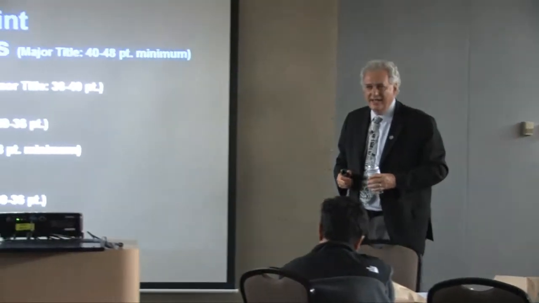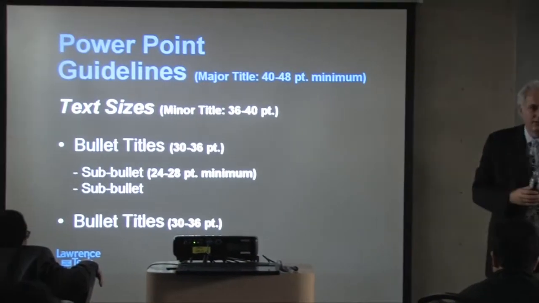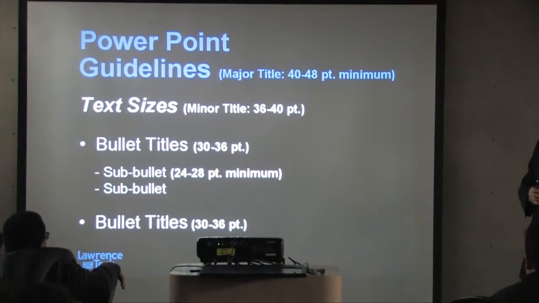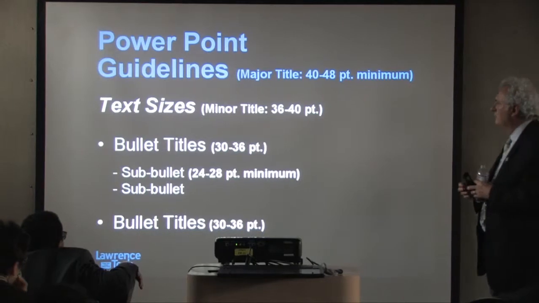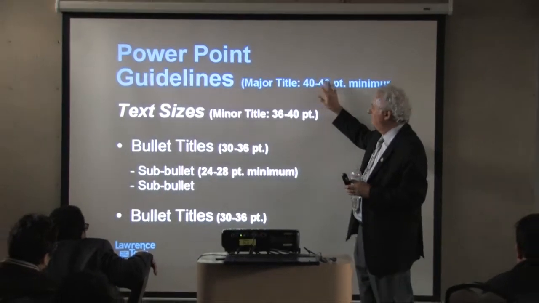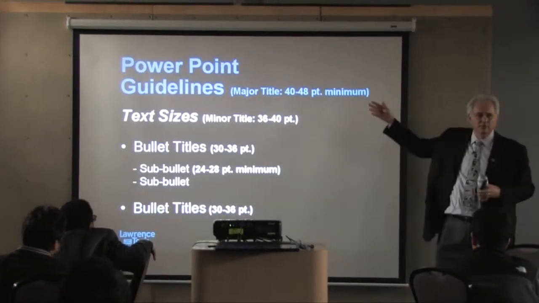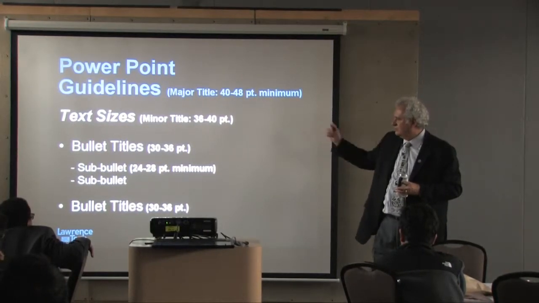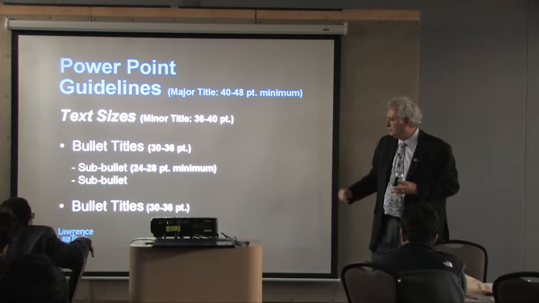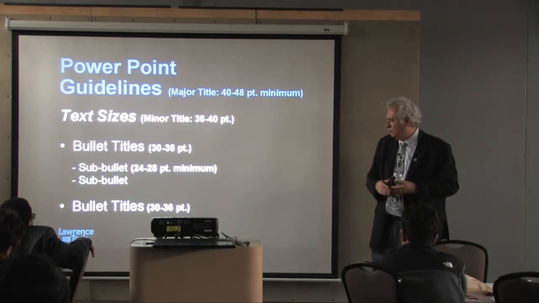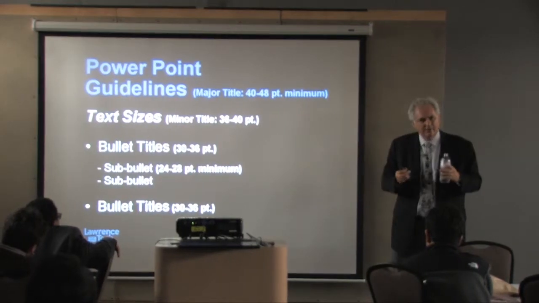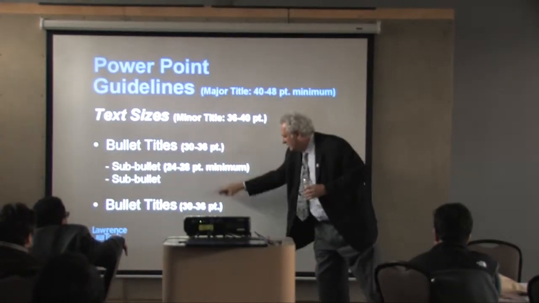Okay, what size? Well, PowerPoint again gives you choices here, and you have to be in charge of the choices. For major titles, about a 40 to 48 point minimum is what you should do. For minor text sizes, 36 to 40 point; bullet points, 30 to 36 points; sub-bullets, 24 to 28 points, et cetera. Bullet titles, again, 30 to 36.